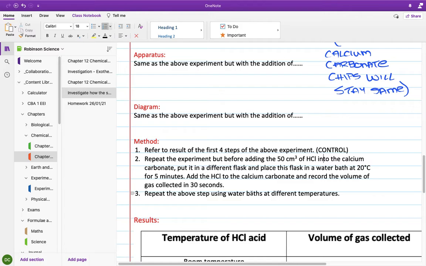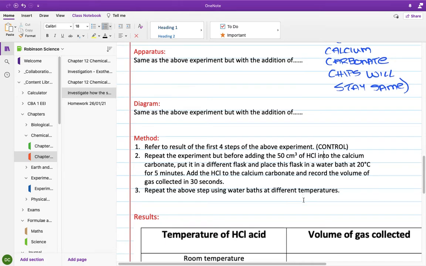It should be more. Making it hotter and hotter and hotter should increase the rate of production of carbon dioxide because those particles are moving faster, so they're having effective collisions and they're making loads of product. Okay? And repeat the above steps using water baths at different temperatures.